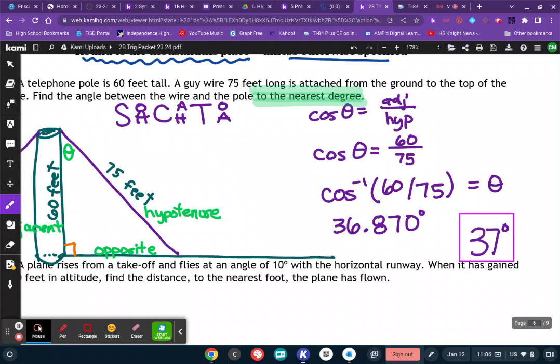You take a look at the next one and see if you can draw the right triangle without my help. See if you can read the problem and get the triangle set up without any help.